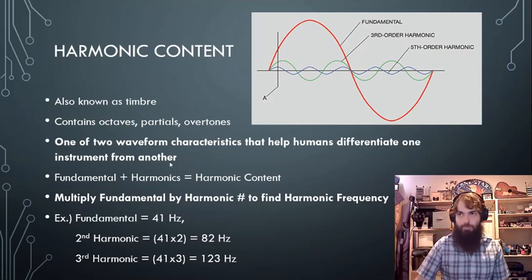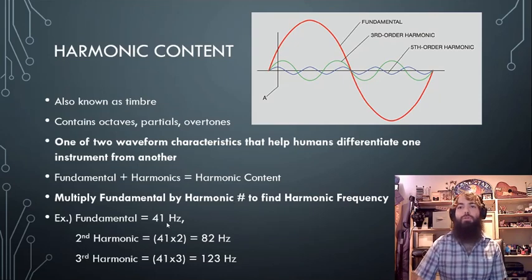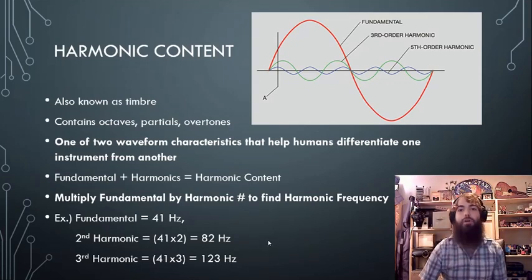To do that, we're going to multiply our fundamental by the harmonic number we're trying to find. So if our fundamental is 41 hertz, we can figure out our second harmonic by multiplying 41 times 2 to get 82. Our third harmonic, 41 times 3, is 123. As a simple example, if our fundamental is 100 hertz and we want the third harmonic, that would be 300 cycles per second.